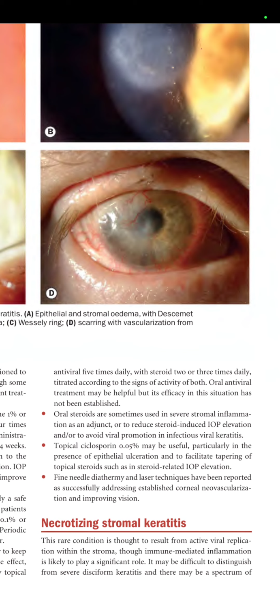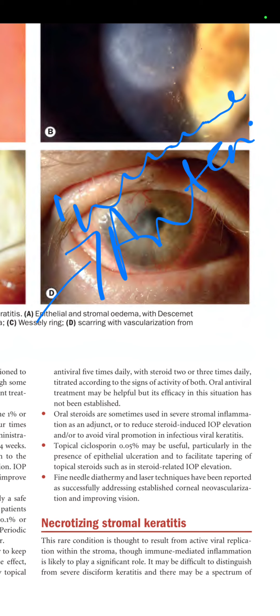Oral steroids are sometimes used in severe stromal inflammation as an adjunct, or to reduce steroid-induced IOP elevation and to avoid viral promotion in infectious viral keratitis. We do not tend to give the oral steroid. We give it when the patient is immunocompromised, if there is an anterior uveitis, or if it is a child. So that is why we give oral steroids. Otherwise, it has no role.